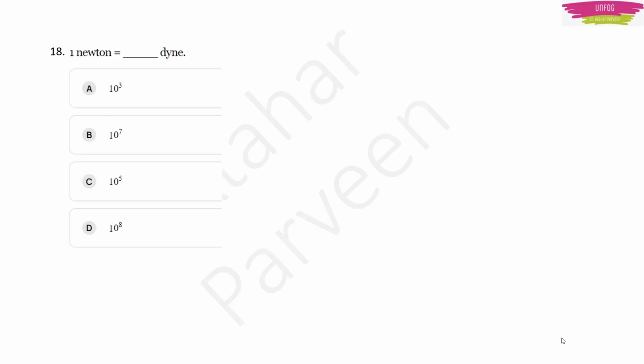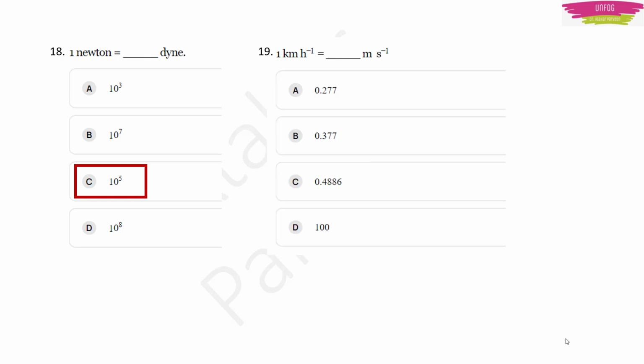They can ask you very simple questions or very tough questions. The questions could be as simple as this question. They are just telling you to relate the units of force, Newton and dyne. What is the value of 1 Newton in terms of dyne? 1 Newton is equal to 10 to the power 5 dyne. You have to remember this number. It's very important actually. 1 Newton is equal to 10 to the power 5 dyne.